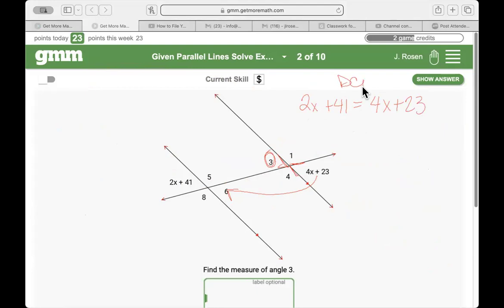And we're going to use "Don't call me after midnight." There's no distribution, no combining like terms. We're going to move the smaller variables. So we're going to subtract 2x. So that gets me 4x minus 2x is 2x.